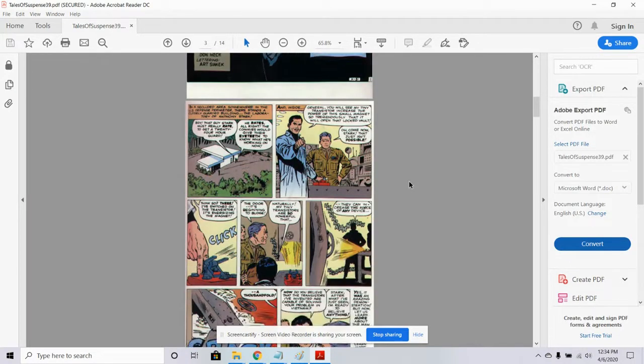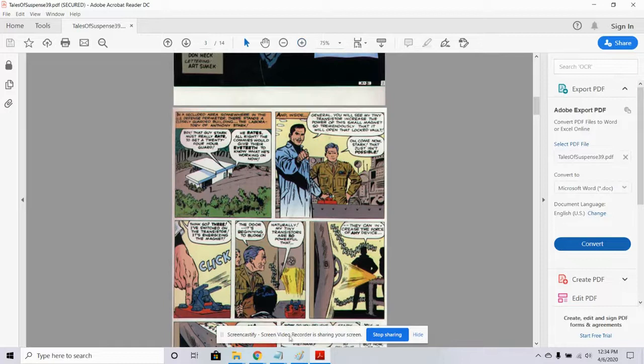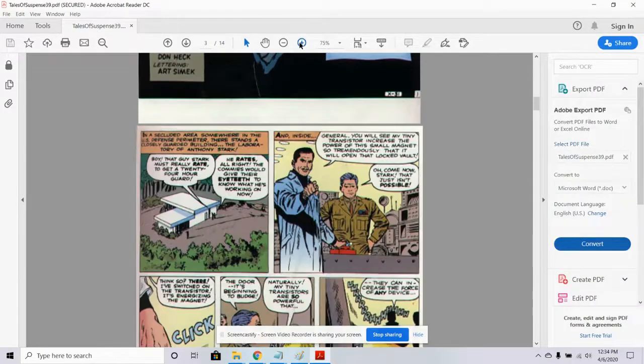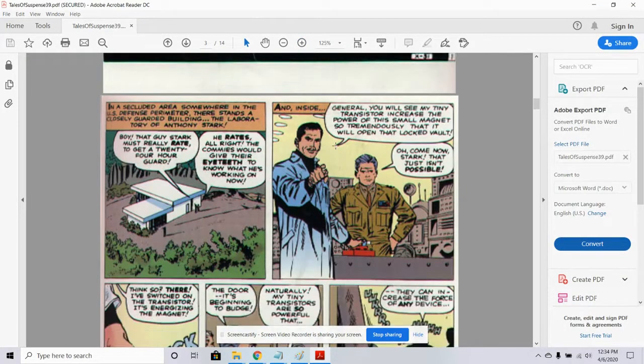Okay. So what I wanted to do here was look at our first piece of information. So we're going to look to describe Tony Stark. So what type of person he is, what does he look like, do we know what his job is, and all of that. So when we start to look at the comic book here, what we'll notice is that we right away see a picture of what Tony Stark looks like. So we know that he is an older man. He has a mustache, he has darker hair.